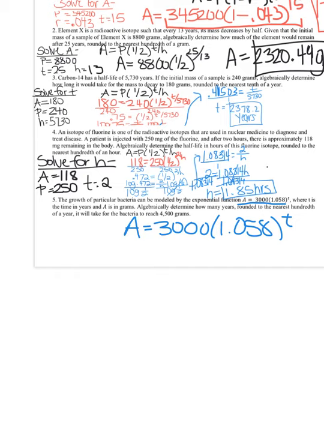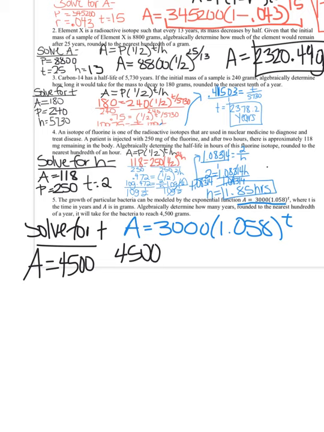Algebraically determine how many years it will take for the bacteria to reach 4,500 grams. So between A and T, how many years you're solving for T? So you're solving for T. If you look in this equation, that means that you would just have to plug something in for A, which is the 4,500 grams. It's the future amount. So we have 4,500 equals 3 grand times 1.058 raised to the T.